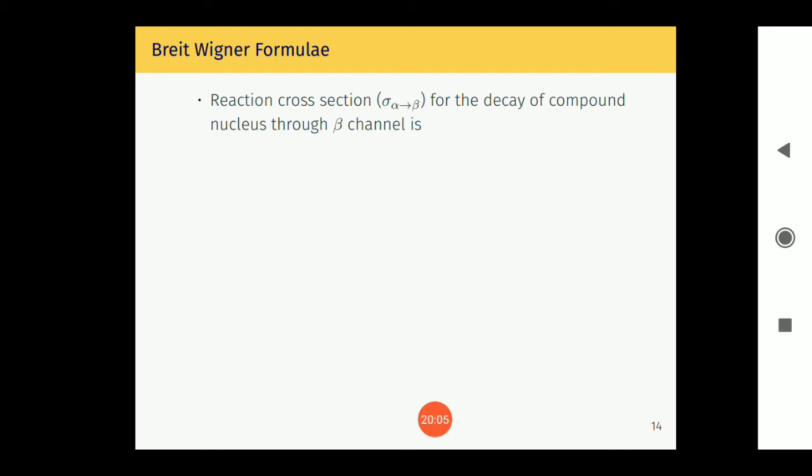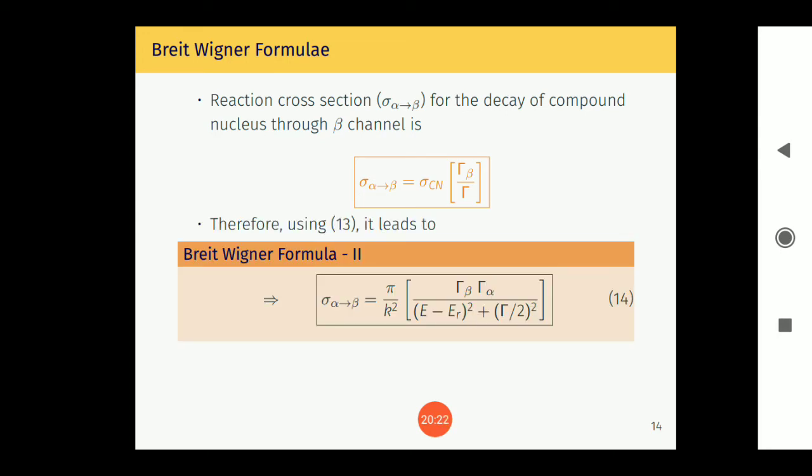Now reaction cross-section is actually the decay of the compound nucleus through a particular channel beta. If that is the case, then the reaction cross-section is just a ratio of gamma beta by gamma times the compound nuclear reaction cross-section. So using that, one gets the Breit-Wigner second formula, which is equal to pi by k square times gamma beta times gamma alpha, whole divided by (E minus ER) whole square plus (gamma by 2) whole square. So equation 13 and equation 14 are the two Breit-Wigner formulas.